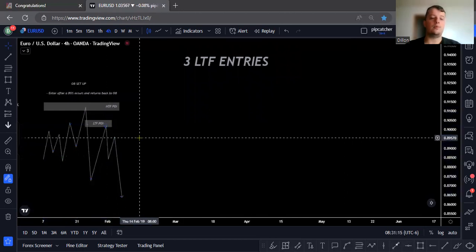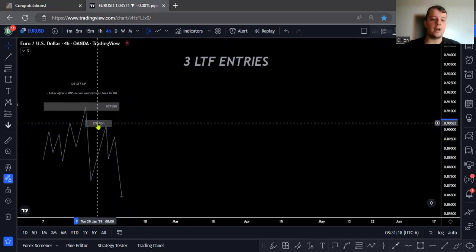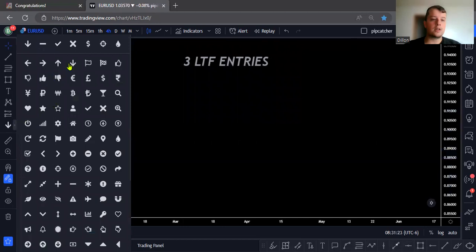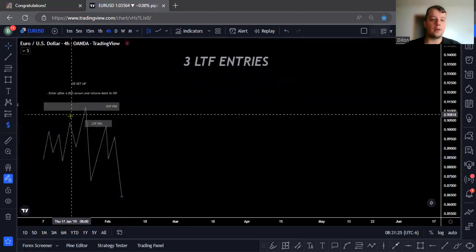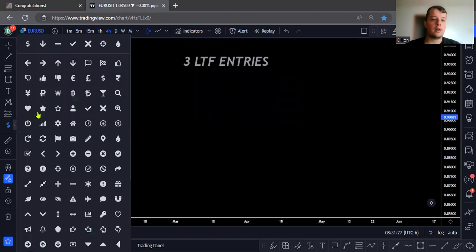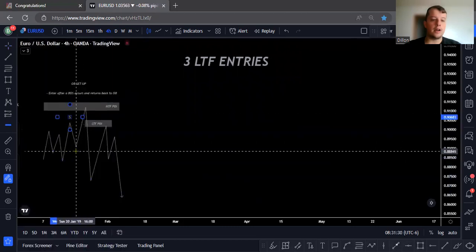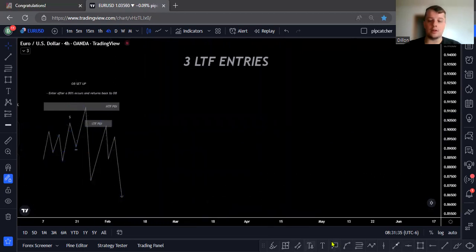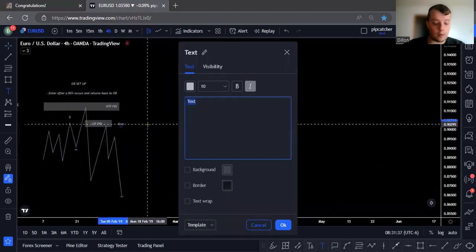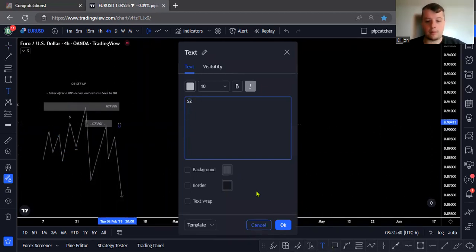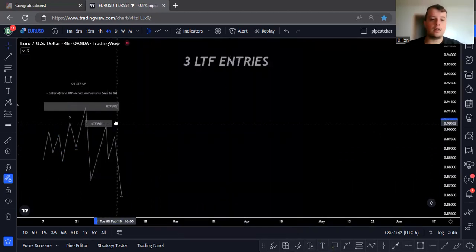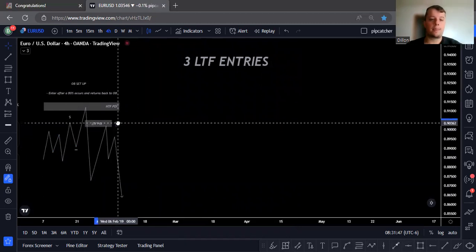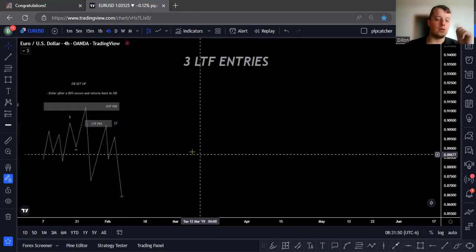Really, to dumb it down, it's just a liquidity grab here and then a break of structure here. And then this would be your supply zone right here. So remember, guys, supply is high and demand is low. So that'd be your first one.